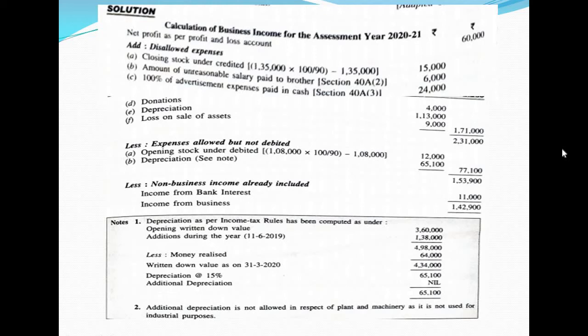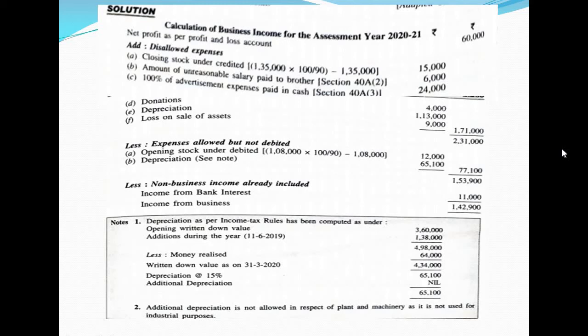You have to take the net profit as per the profit and loss account, which is 60,000. Then you have to add all the inadmissible expenses. The first one is the closing stock, which has been undercredited by 10%. First of all, you have to convert this stock into 100%, because it has been undercredited by 10%. That is 1,35,000 into 100 divided by 90, then minus the stock which has been recorded in the profit and loss account. So the amount which has been undercredited or undervalued is rupees 15,000.